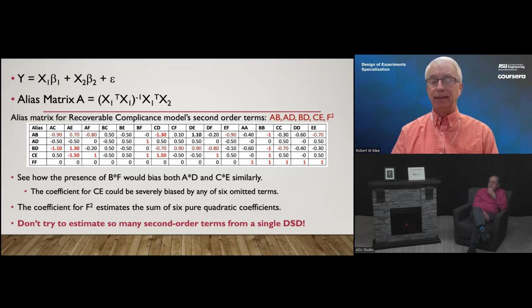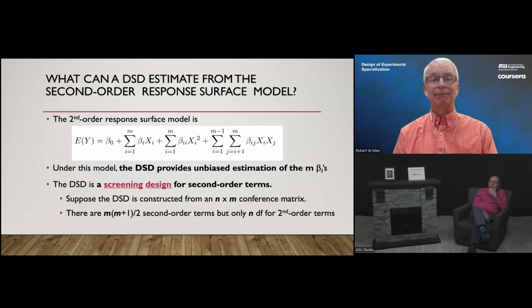A DSD is a screening design for second order terms. So here's the full second order response surface model. You can see I have m linear main effects, I have m quadratic main effects, and I have m choose 2 two-factor interaction terms. Under this model, the definitive screening design provides unbiased estimation for the linear main effects. That is a great property of DSDs. The problem arises in the second order terms.